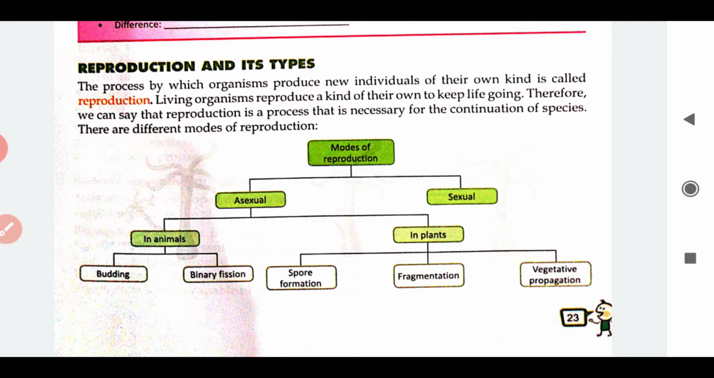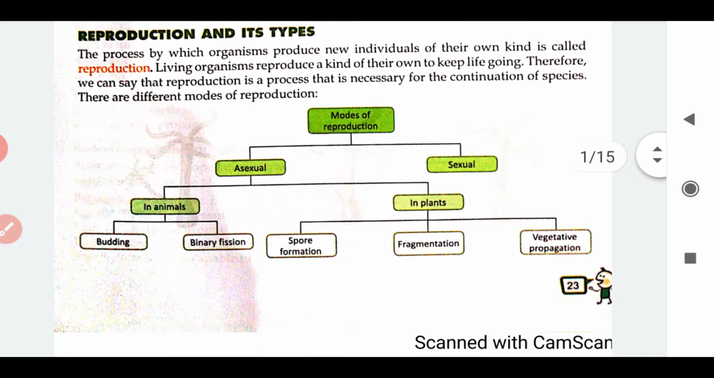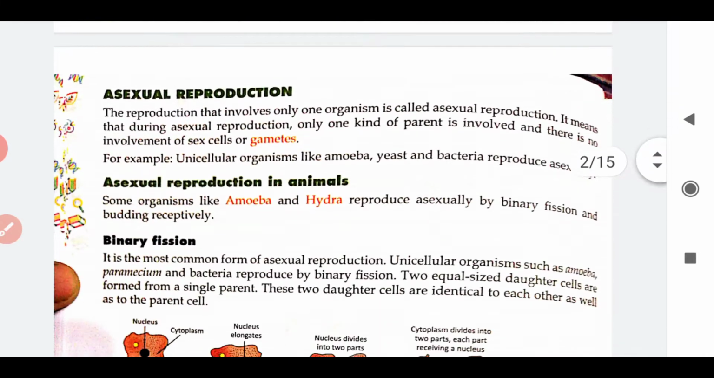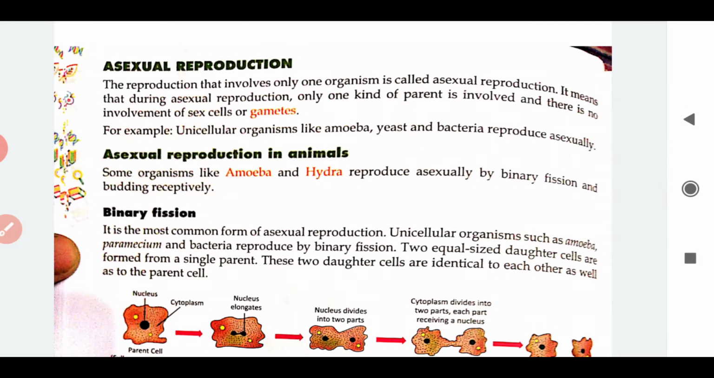Asexual reproduction occurs in animals and plants both. In animals, it occurs with the help of budding and binary fission, whereas in plants it occurs with the help of spore formation, fragmentation and vegetative propagation. After that, we discussed asexual reproduction. Asexual reproduction is that in which only one parent is involved and the offspring are identical, or clones, of their parents.